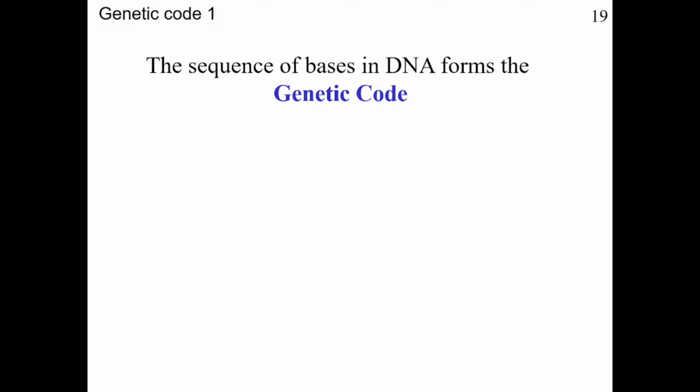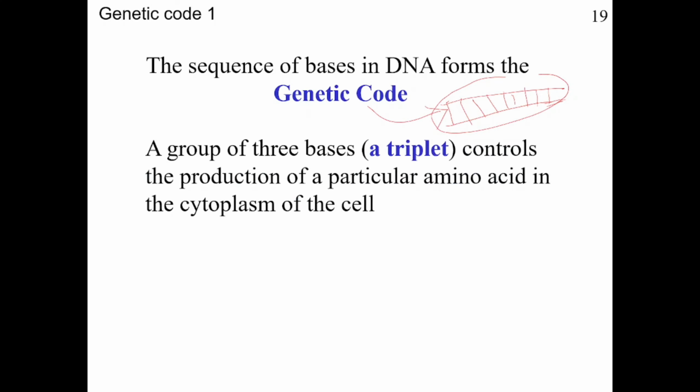Okay, let's start with the genetic code. The sequence of bases in DNA forms the genetic code. This is DNA, a sequence of bases, this forms the genetic code. A group of three bases, a triplet, controls the production of a particular amino acid in the cytoplasm of the cell.